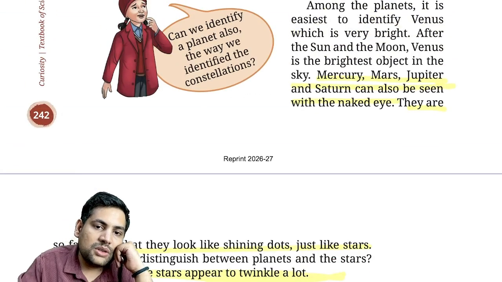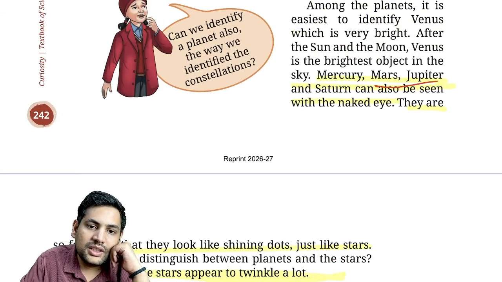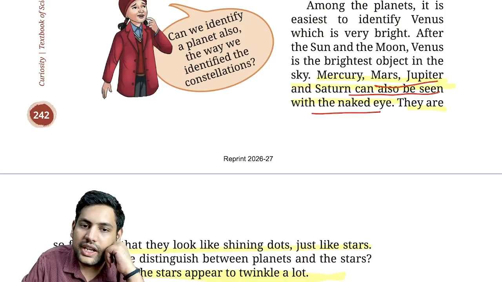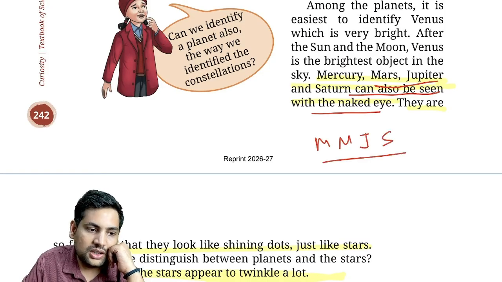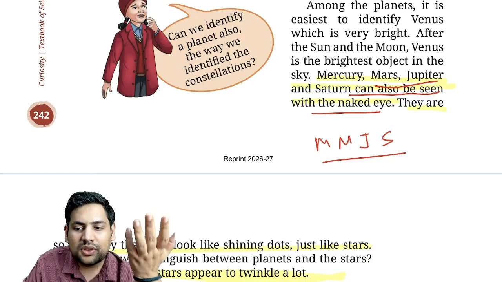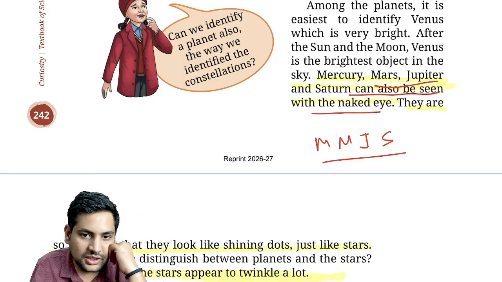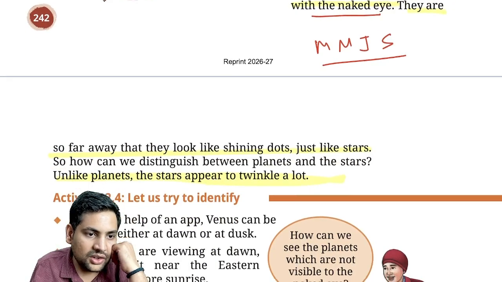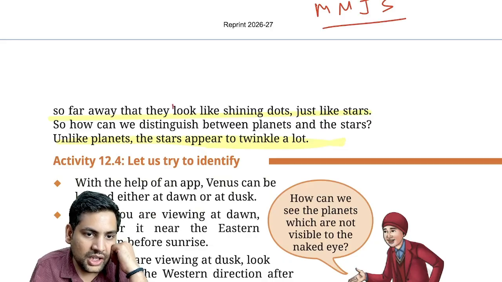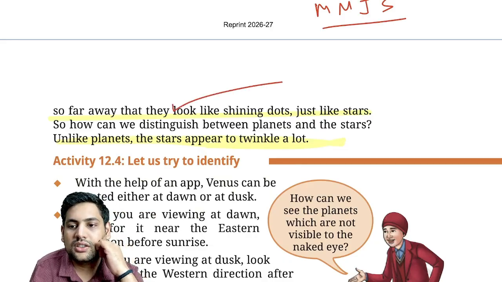Now it talks about how Mercury, Mars, Jupiter, and Saturn can also be seen with the naked eye. So Mercury, Mars, Jupiter, Saturn, all of these. Of course, not Neptune. They are far away. They are so far away that they look like shining dots, like stars.